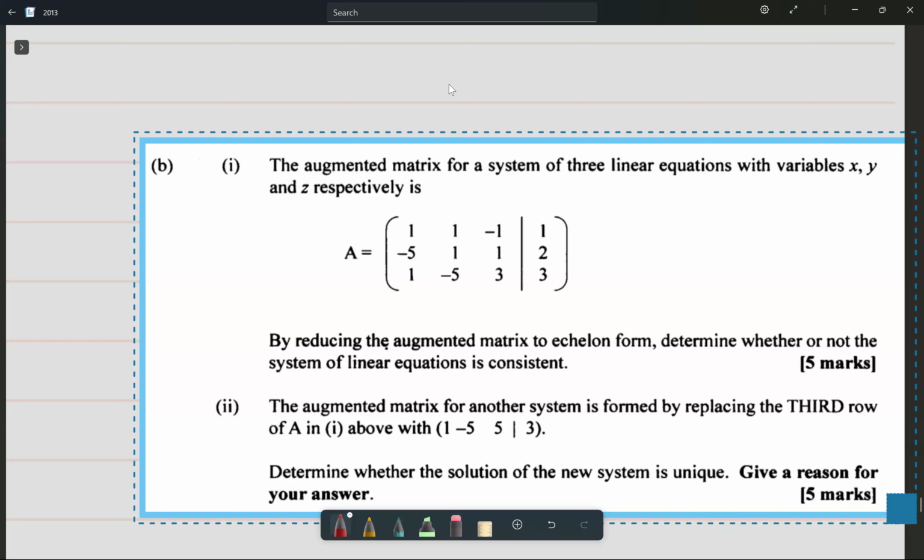So to solve it, it asks us to do it in echelon form, which means we should continuously use matrix operations. We should not be attempting to turn it into linear equations and solving it like that. We need to do the official operations. So what we're going to do is do row operations.